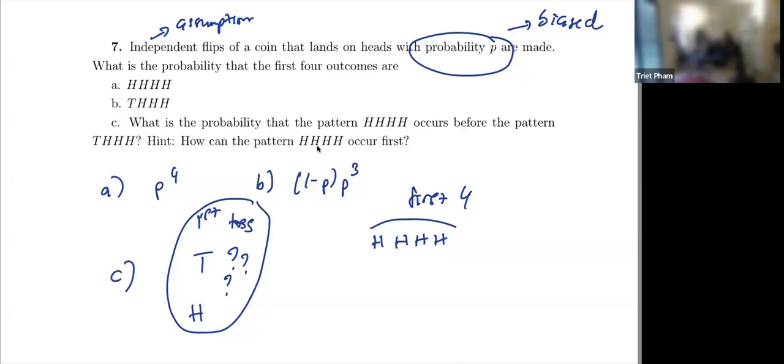Well, if not, if the first four is not HHHH, that means there must be a tail somewhere in the pattern. So either the first four are all heads, or there's a tail somewhere. But then what's the analysis after that?